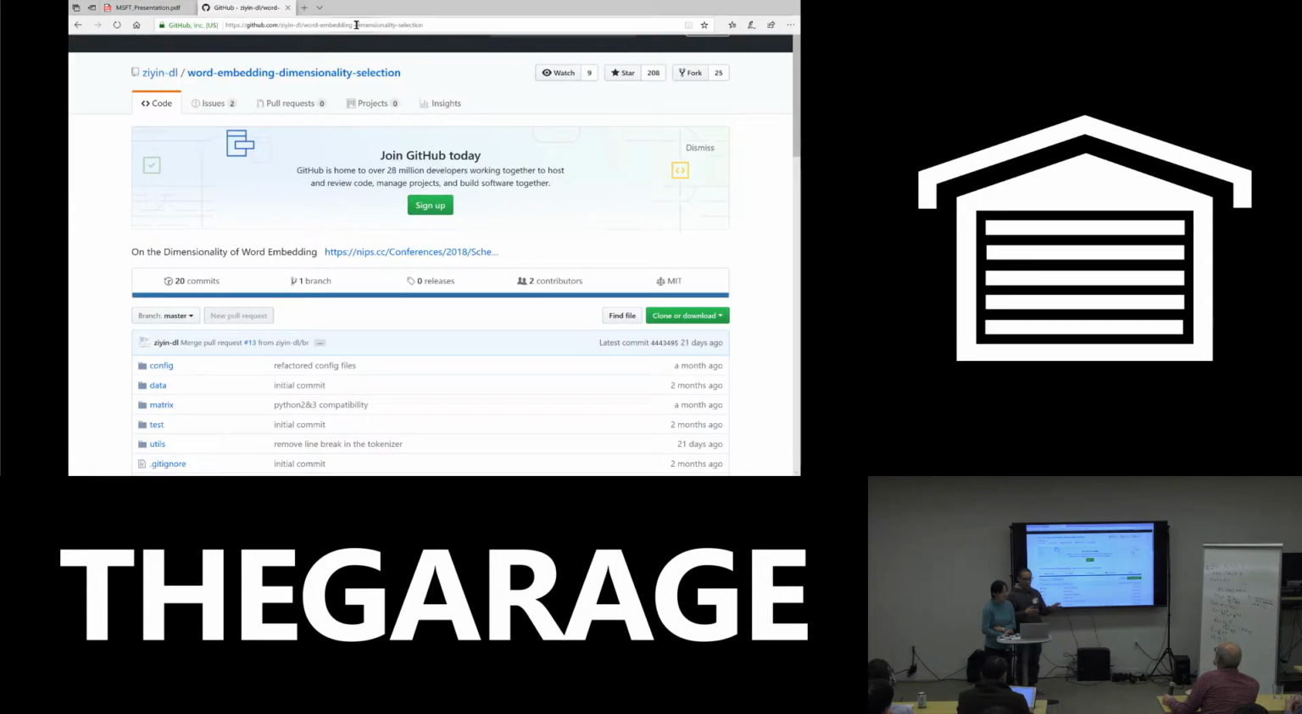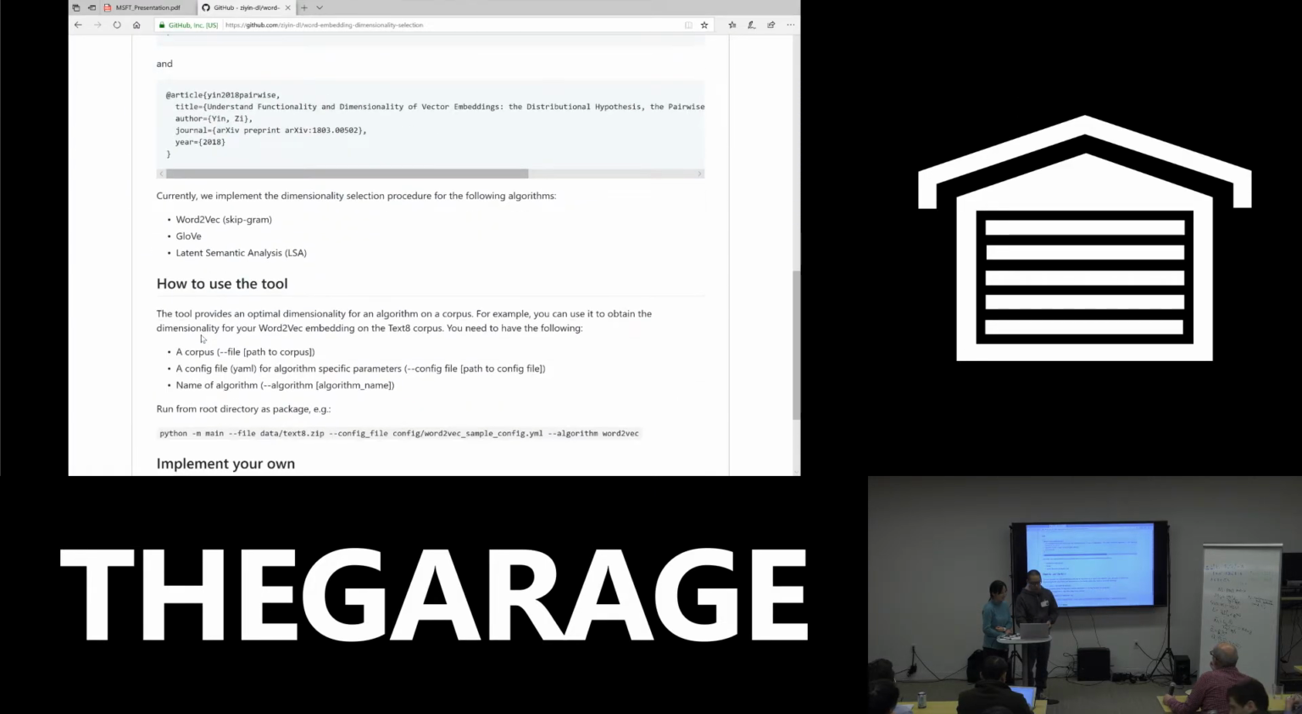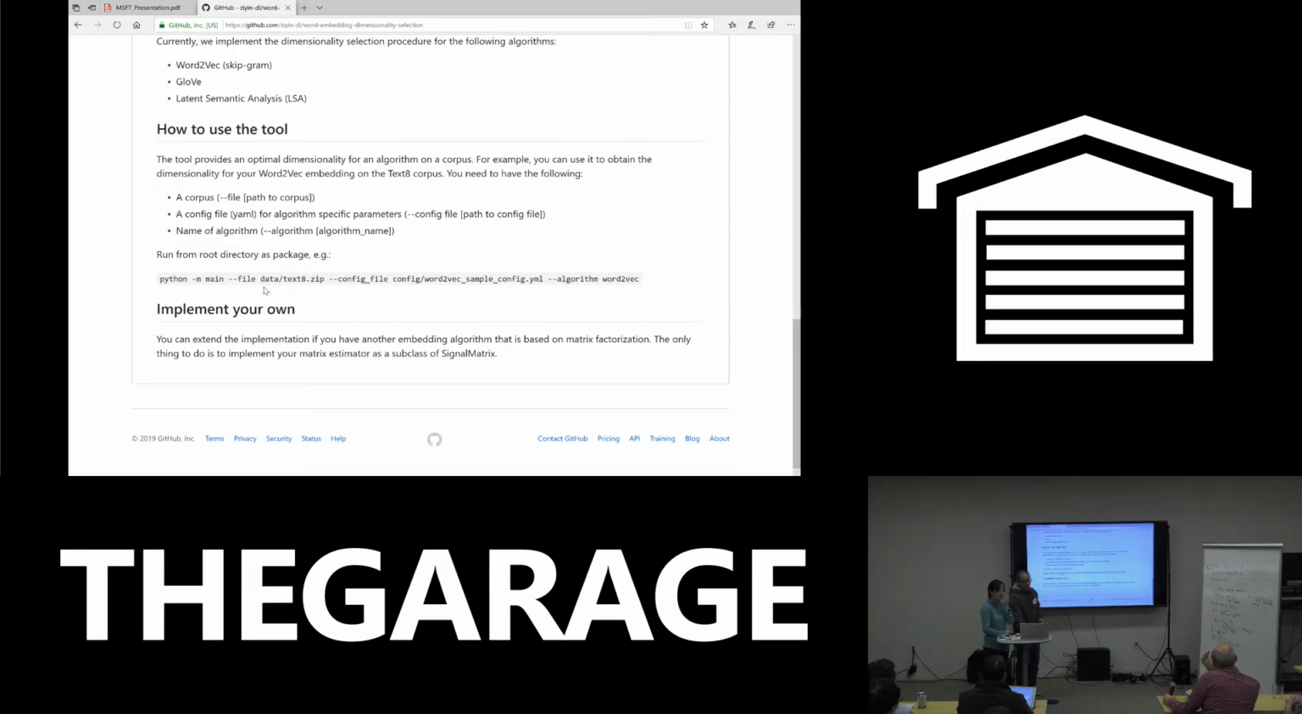So I want to say that this is a very easy to use program. There are only 3 parameters you need to feed into this algorithm. You give it a data set, and you give it an algorithm that you want to select dimensionality for, like here you say algorithm is Word2Vec. And you give it a configuration file. Basically this says what is the context window or some other hyperparameters. After running this algorithm, it's just going to spit out a number like 200 or 300, which is the dimensionality you want to use when you actually train the embedding. So I encourage you to try this out.